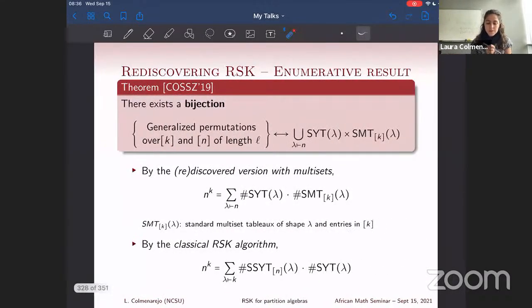So what we were doing here is we have this bijection that goes from generalized permutations. And now on the right, I have standard Young tableaus, and on the left, I have standard Young tableaus, and on the right, I have a standard multiset. So this is the result that we figured out with this bijection, and this is the classical result. So you see here that we have switched the roles of the standard Young tableaus, and by switching the roles, instead of considering semi-standard, we are considering a standard multiset.